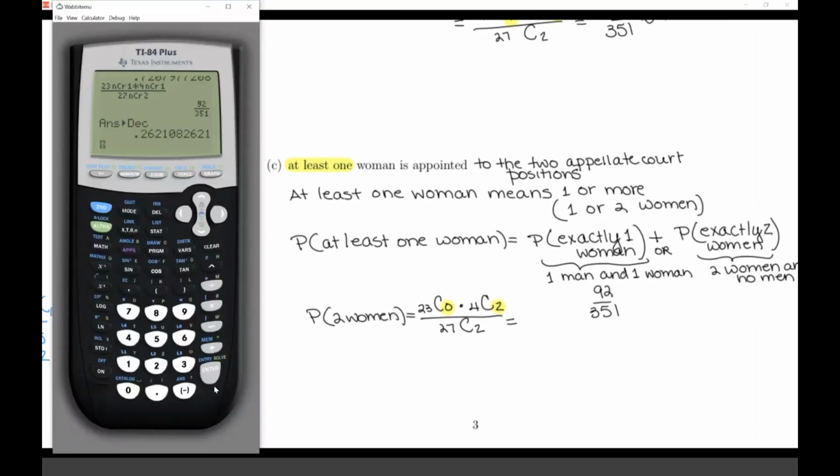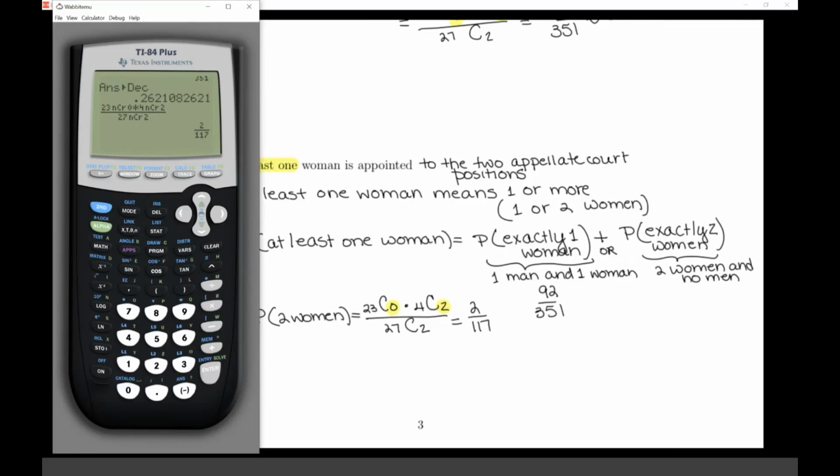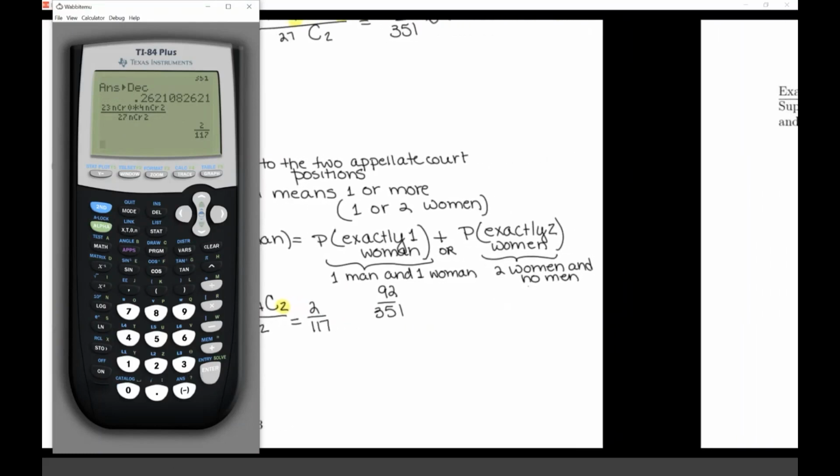I'm going to go back to my probability fraction because I don't want to type it over again. I'm just going to go backwards and change the R values again. This is going to become a 2 because I'm selecting all of my judges from the women, and this will be a 0 because I'm not choosing any of the men. And you see I have 2 out of 117. And these would be added together. Again, I can do that on my calculator as well.